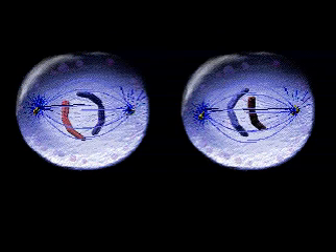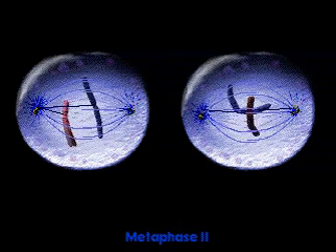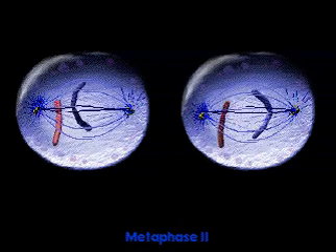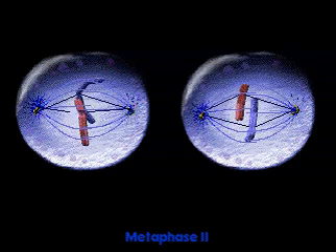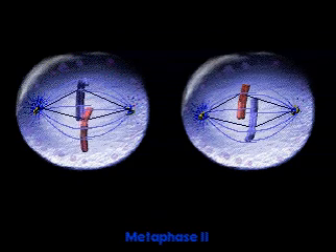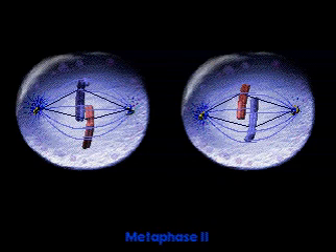In metaphase 2, the centromeres of each chromosome become attached to spindle fibers coming from opposite poles. The resulting tension aligns the chromosomes along the metaphase plate.